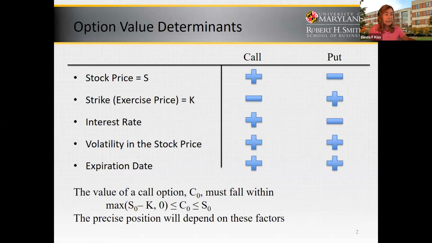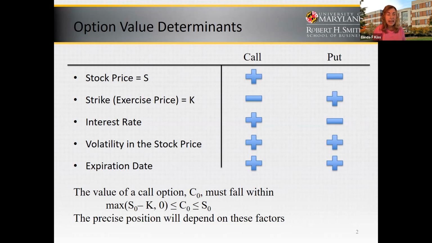The first is the stock price or the price of the underlying asset. For a call option, the call becomes more valuable the higher the stock price goes, and the opposite for a put option. Strike, also known as exercise price, is the price at which you'll be able to buy that asset by exercising the call option, or the price at which you can sell that asset if you exercise the put option. The higher the strike, the less value the call has. The higher the strike, the more value the put has.